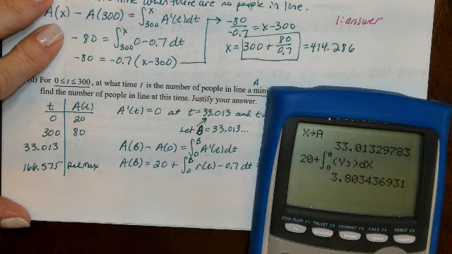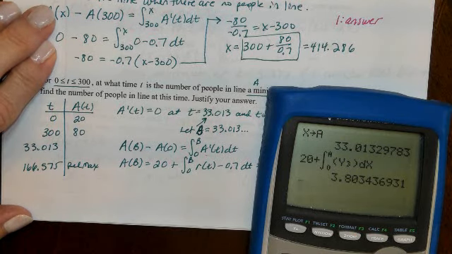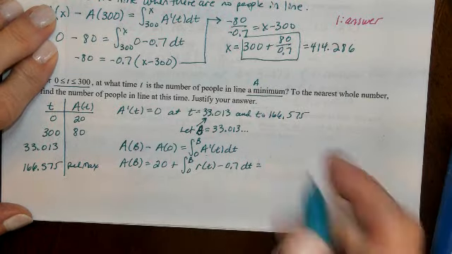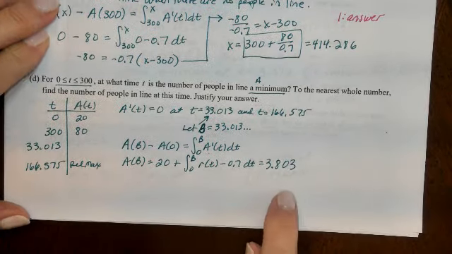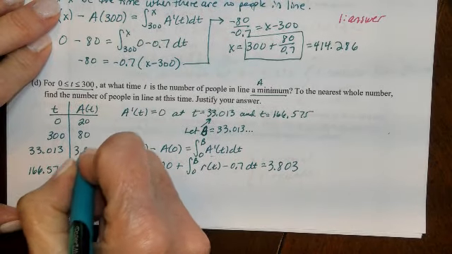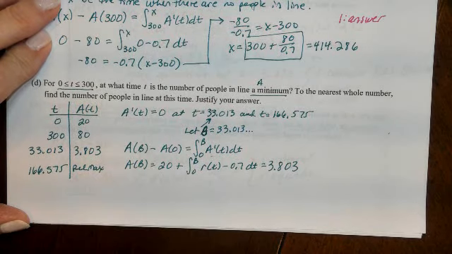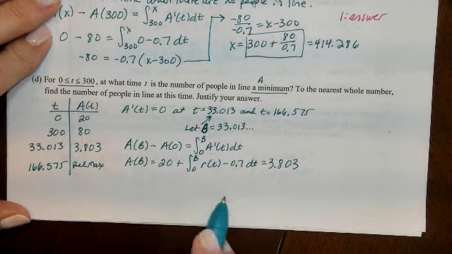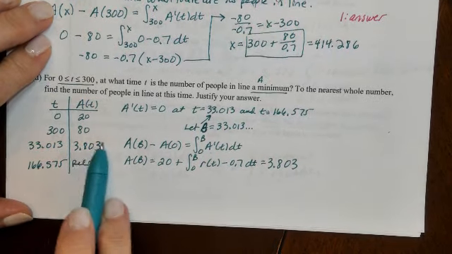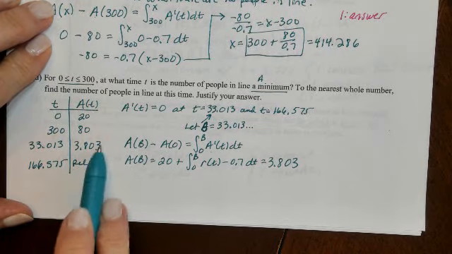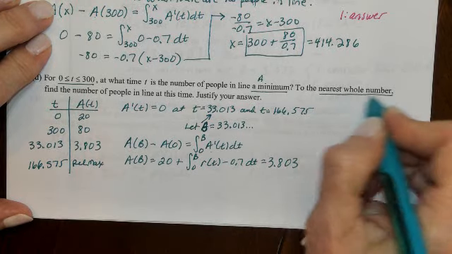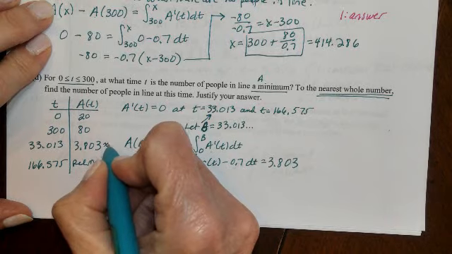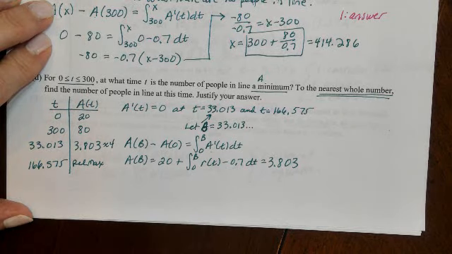3.803. Okay. And so I'm ready for my answer because I have found out what my absolute minimum value of A is. Keep in mind they tell us that we are supposed to give that to the nearest whole number, so I'm going to say that that's approximately 4 people in line.